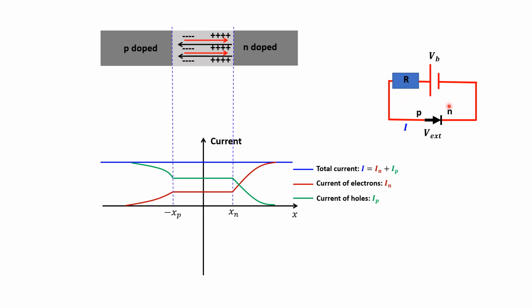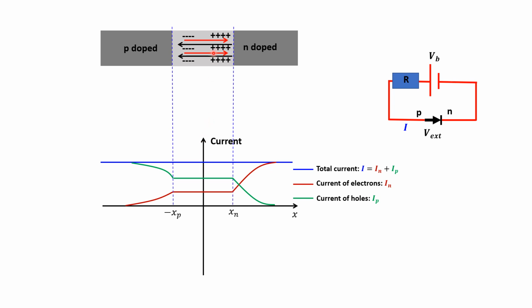So let's suppose the p-n junction is in forward bias and there's a current I flowing through the junction. So this current I is actually the total current. The total current is composed of two contributions, the current of electrons and the current of holes. So I'm showing the current of electrons in red and the current of holes in green. And here we have a sketch of the current as a function of space in the p-n junction.